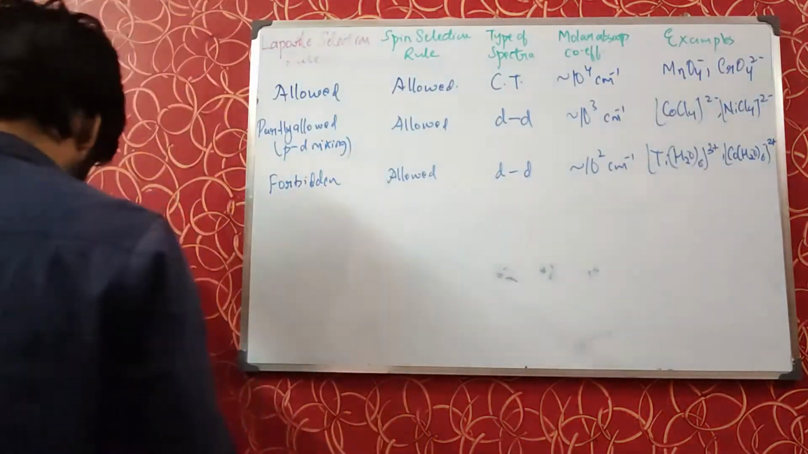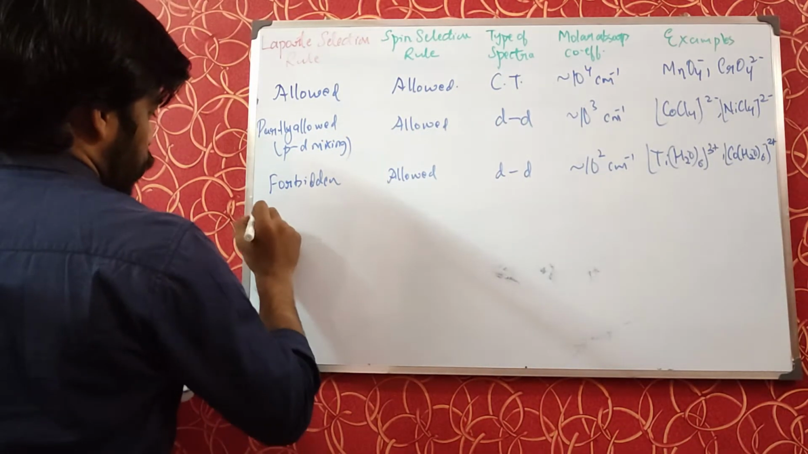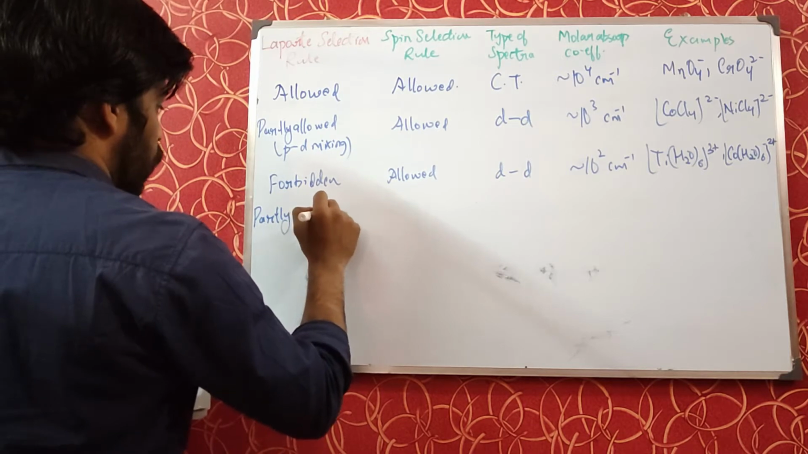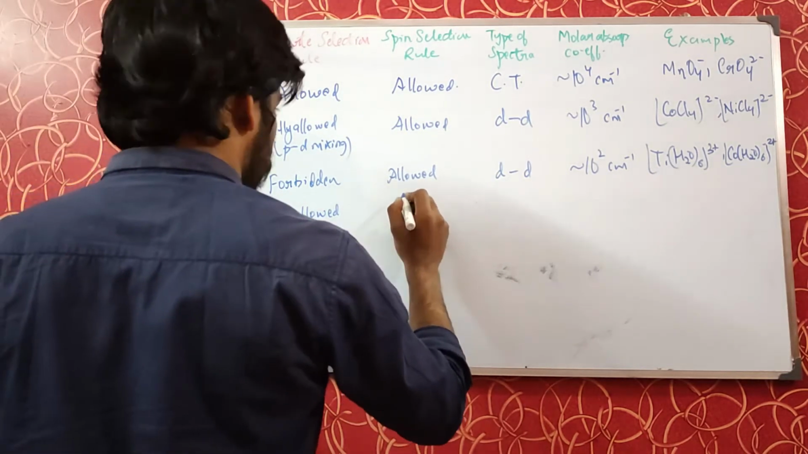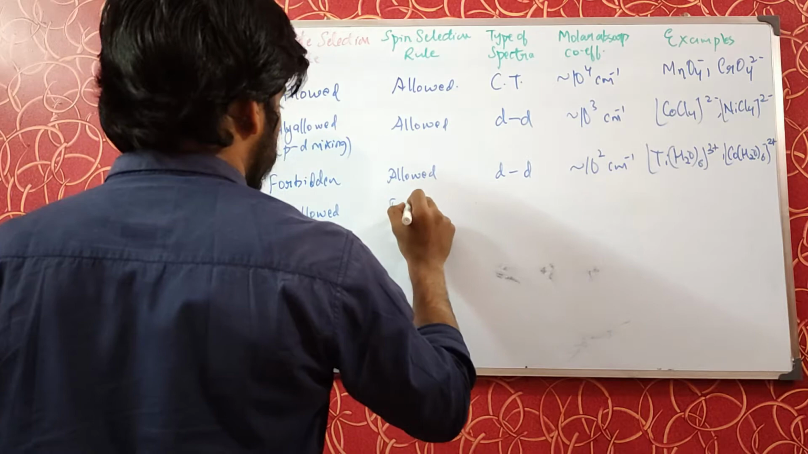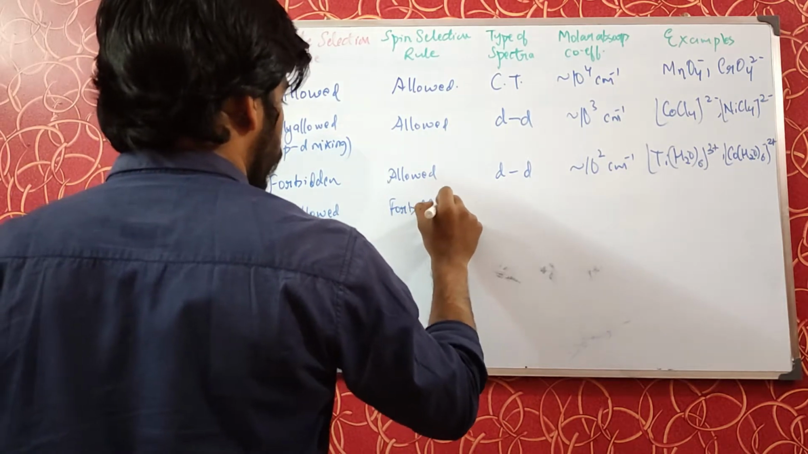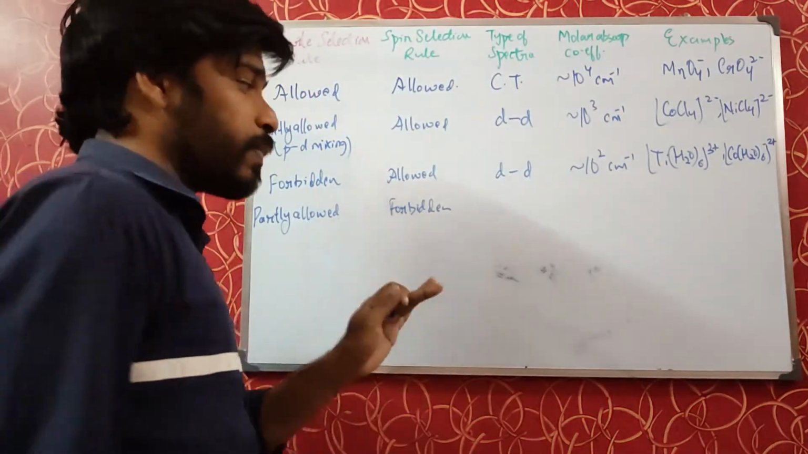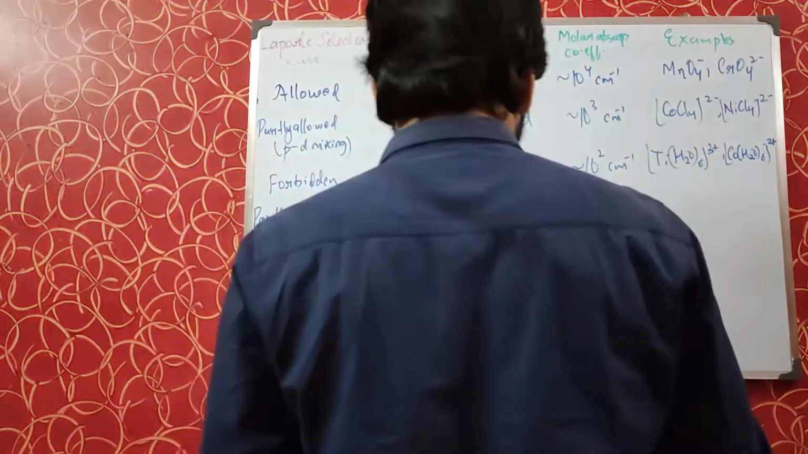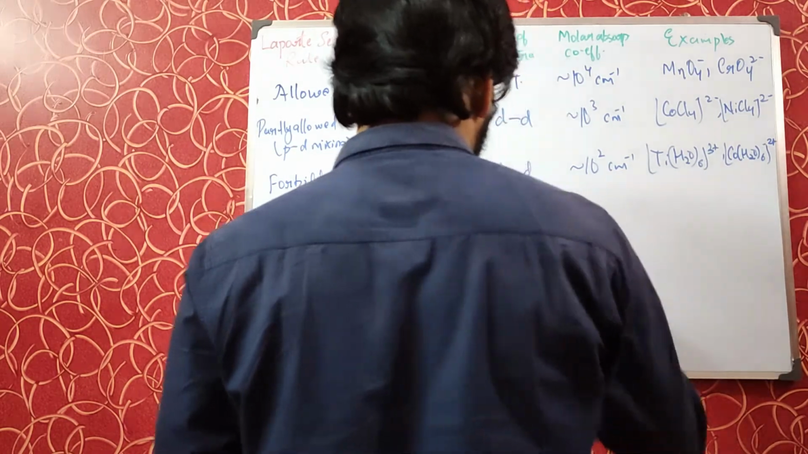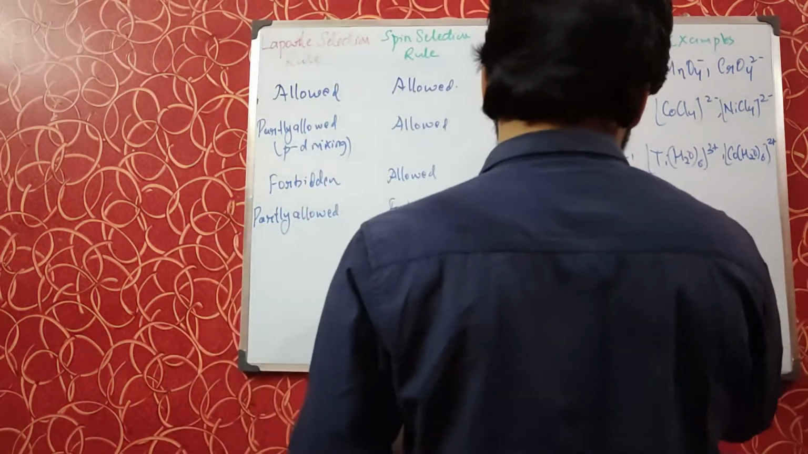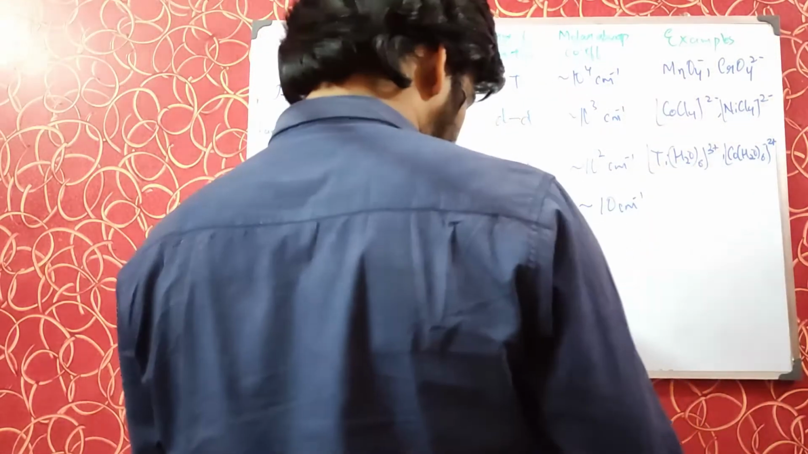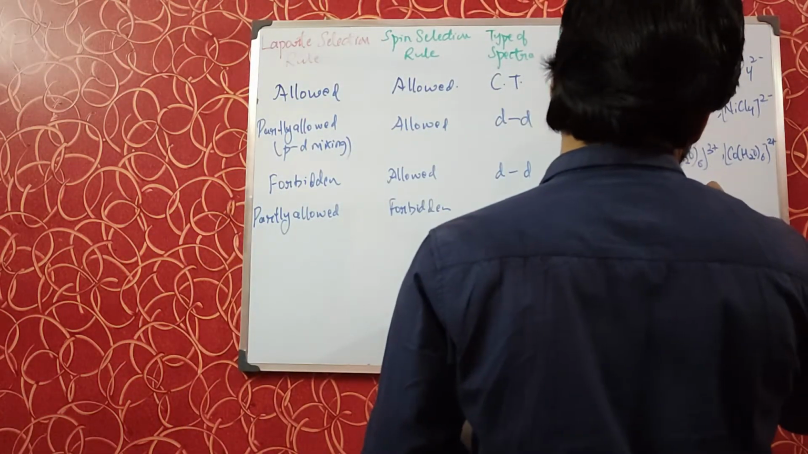Let's say the Laporte selection rule is partly allowed and the spin selection rule is forbidden. That means this transition would involve some change in the spin multiplicity. This is again the d-d transitions. This is obviously in the order of 10. Example would include, as expected, manganese.